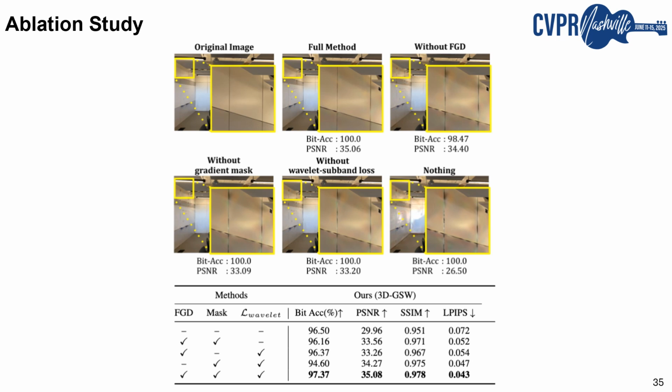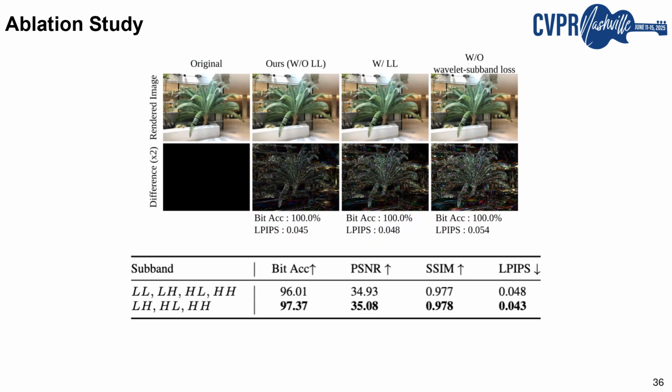Now, we present the ablation study. We remove each component in our method and compare the rendering quality with the bit accuracy. These results show the importance of each component in achieving a good balance between the rendering quality and bit accuracy. This shows why we only use high-frequency subbands. Using only high-frequency subbands improves rendering quality more effectively.